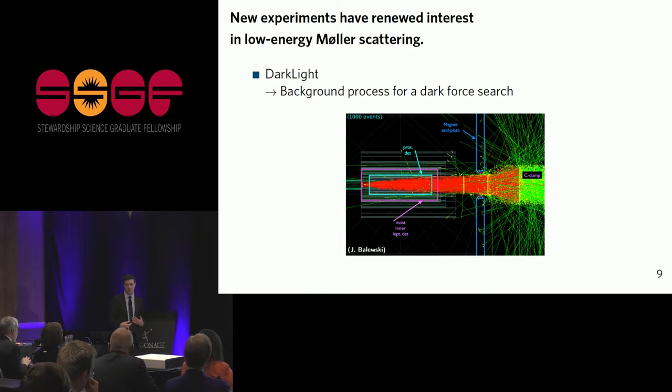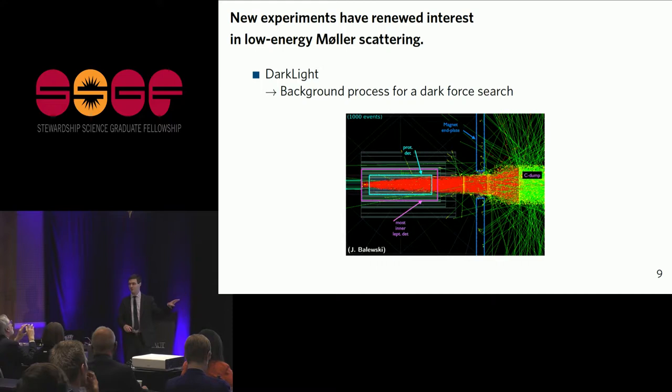My home institution, I come from the DarkLight experiment, which you don't need to know too much about. They're looking for dark forces, but Møller scattering was a background for them. So you have an experiment with a hydrogen target here. Everything's stuck in a solenoid. Your electron beam is 100 MeV, comes in, scatters off the hydrogen, and creates a ton of Møller electrons. You try to focus them out of the way of your detectors, but they hit this beam dump, scatter backwards, and cause noise in your detector.